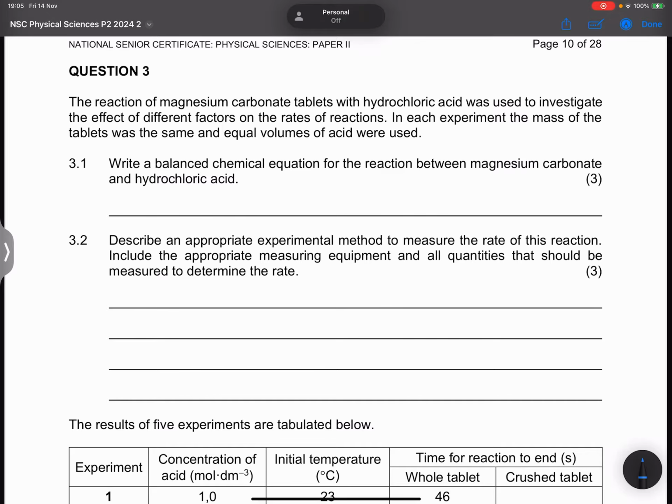So we are looking at question 3 from this IEB 2024 exam. As we are preparing for your chemistry exam, let's get right into it.